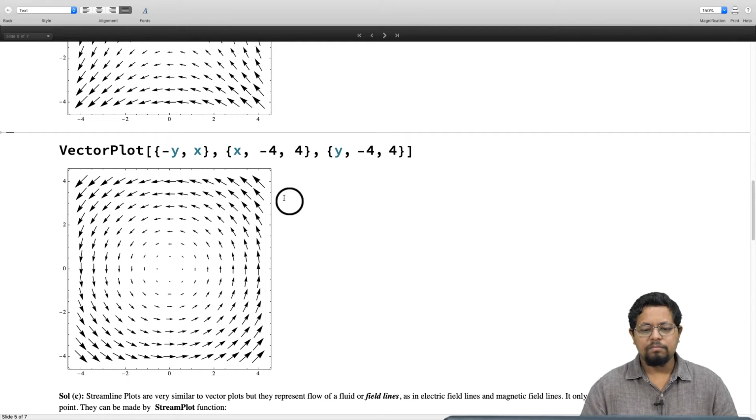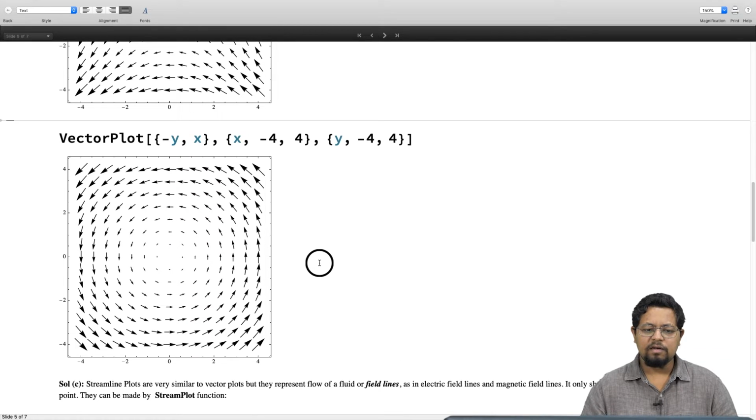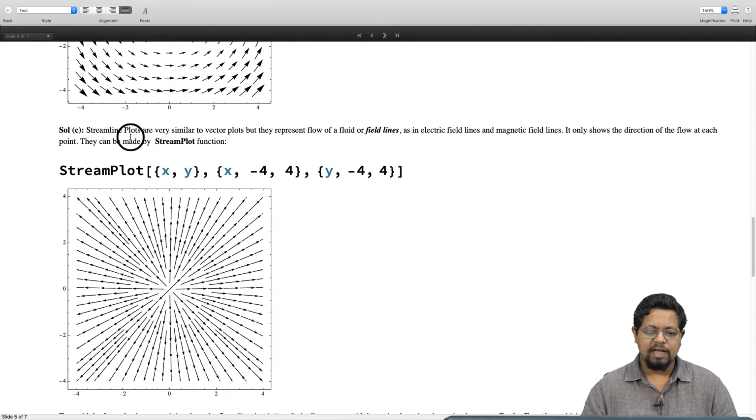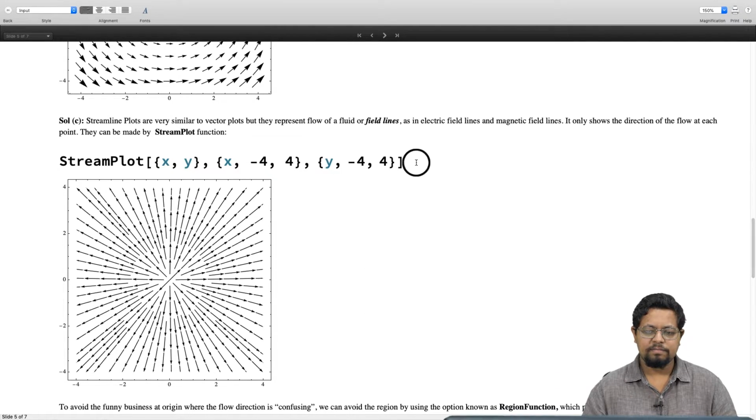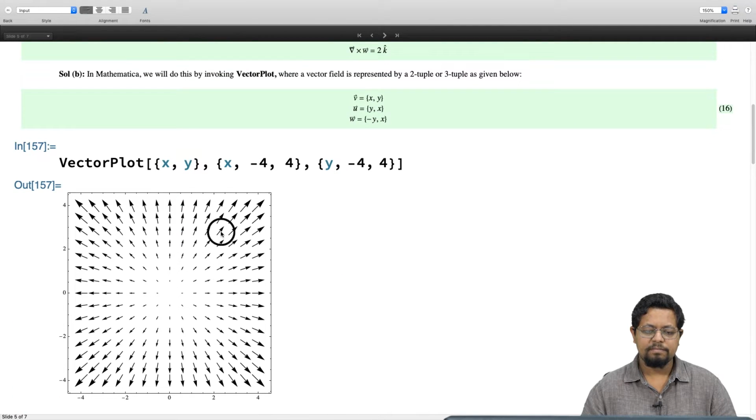We can also look at this by using a streamline plot or stream plot. I can plot a vector field as a vector plot, and sometimes it is useful to also plot it as a stream plot. So rather than doing a vector plot over here, if I replace this vector plot by a stream plot as done over here, I will get a plot like this, which is quite similar to the plot that I have got over here, except the length of the vectors were getting bigger and bigger, which was saying that the strength of the vector field is becoming bigger and bigger as I go outwards.